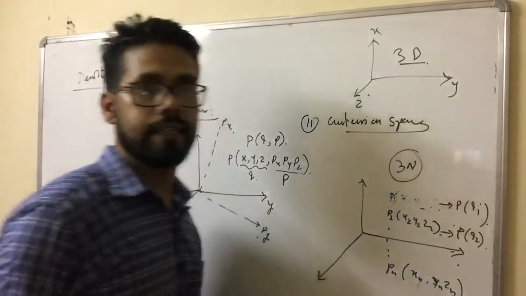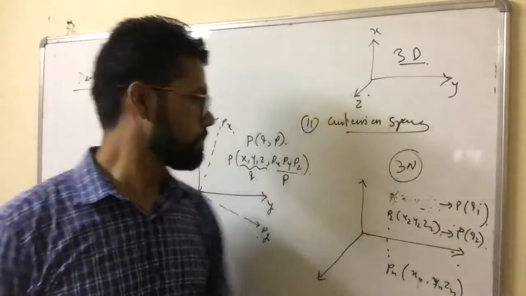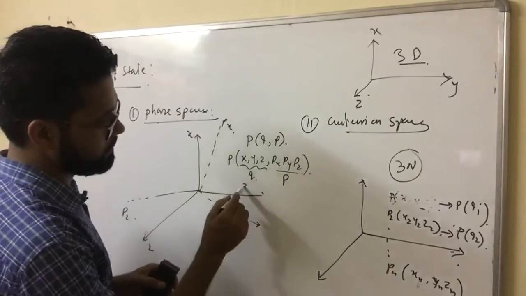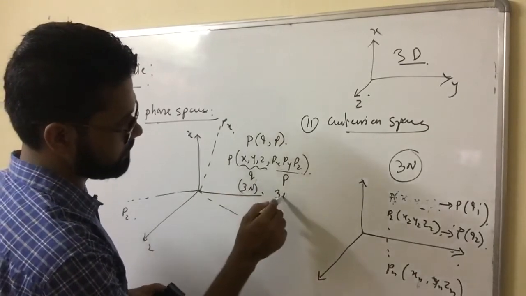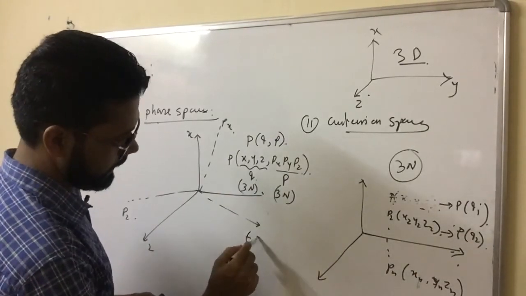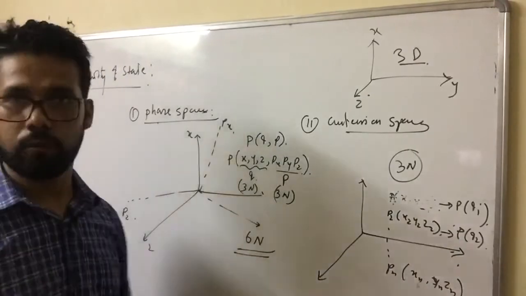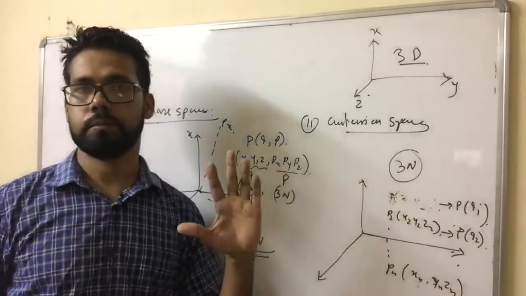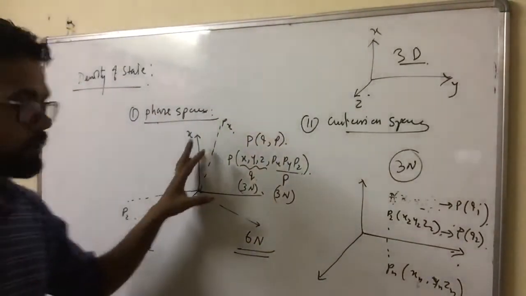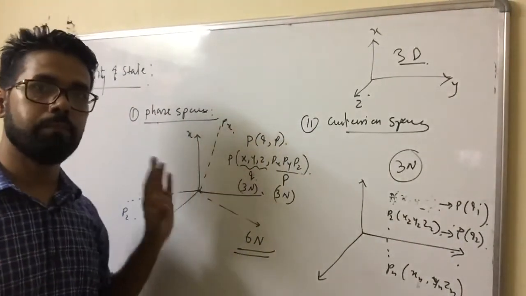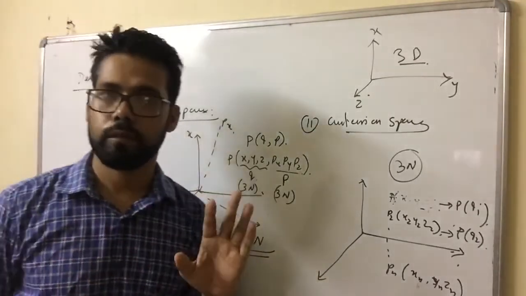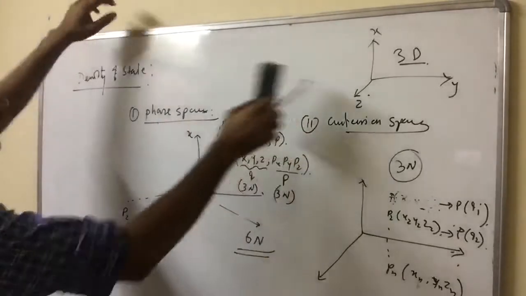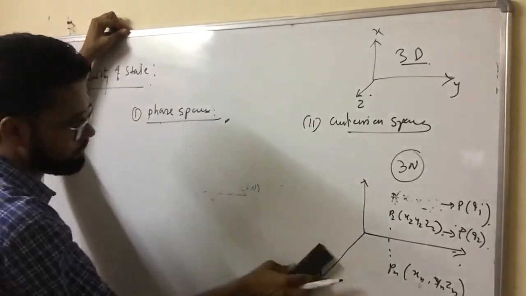And these are all x, y, z. But here, how many coordinates? 3n position and 3n momentum. A total of 6n coordinates are required. That is the difference between Cartesian space and phase space. Also, px, py, pz are all mutually perpendicular to each other, just like x, y, z. Clear? This is the basic definition of phase space.